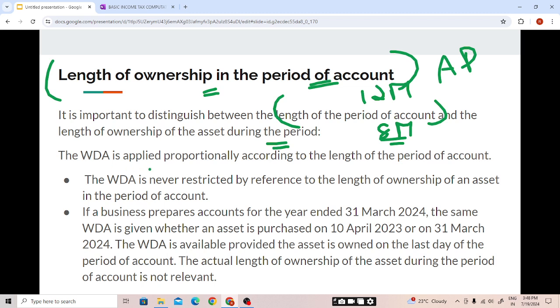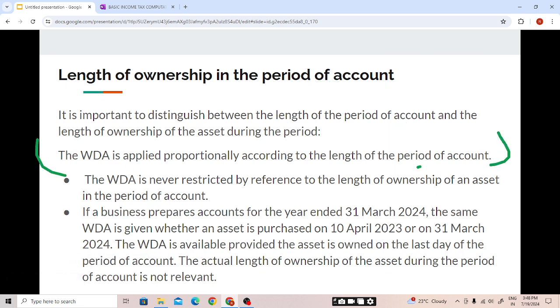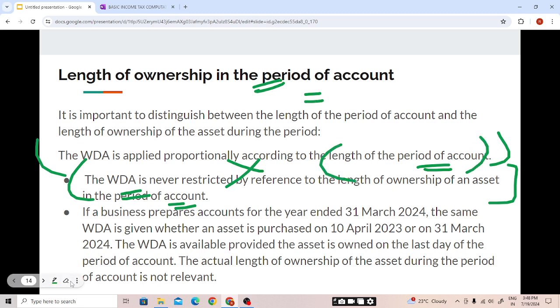The WDA is applied proportionately according to the length of period of accounts. The WDA is never restricted by reference to the length of ownership of an asset in the period of accounts. So students, we will not consider the length of ownership in the period of accounts. We will consider the length of period of accounts.